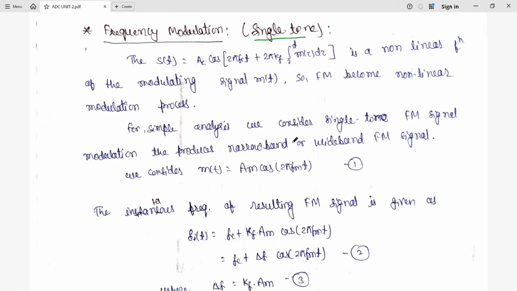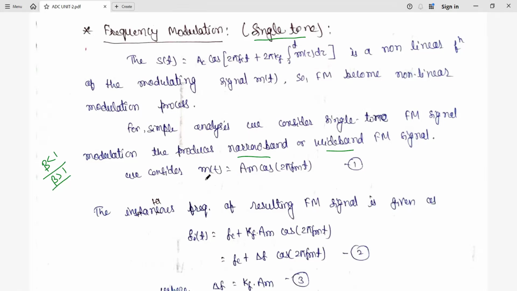Later we'll have two different types: one is narrowband, another is wideband. If beta is less than 1, it is called narrowband, and when beta is greater than 1, it is called wideband. What is beta? Beta is the modulation index. Later we are going to see it. In the exam, they can ask you to derive the expression for narrowband FM or wideband FM, anyone of them. Narrowband FM is more important compared to wideband FM.